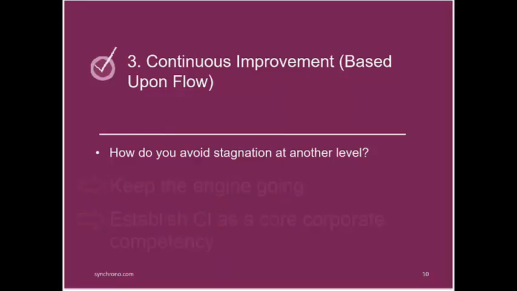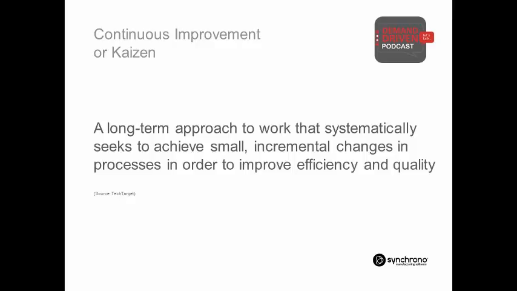All right, thanks, John. Let's define continuous improvement for our audience. So here we're talking about a long-term approach to work that systematically seeks to achieve small incremental changes in processes in order to improve efficiency and quality. So I'm curious about the difference between continuous improvement and Kaizen. Can you talk a little bit about that? Kaizen is really a tool or a methodology that falls into place under continuous improvement. And really, Kaizens are continuous improvement events.